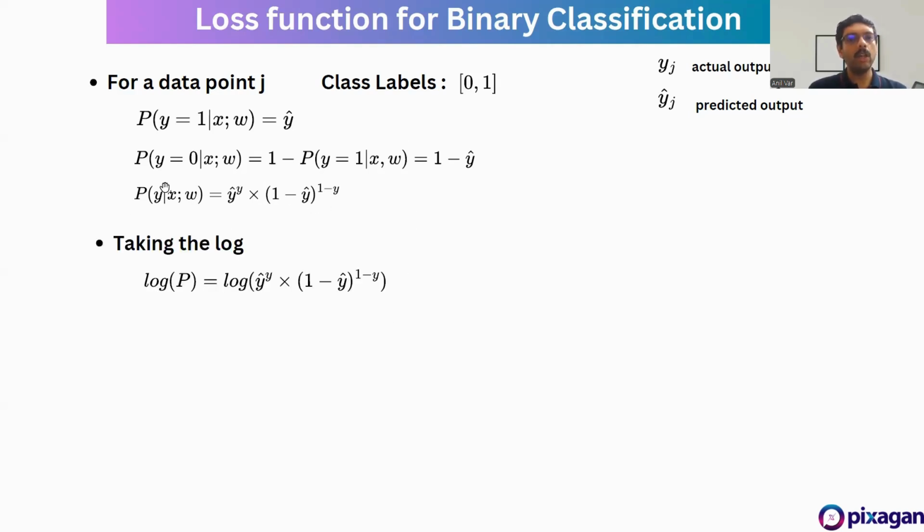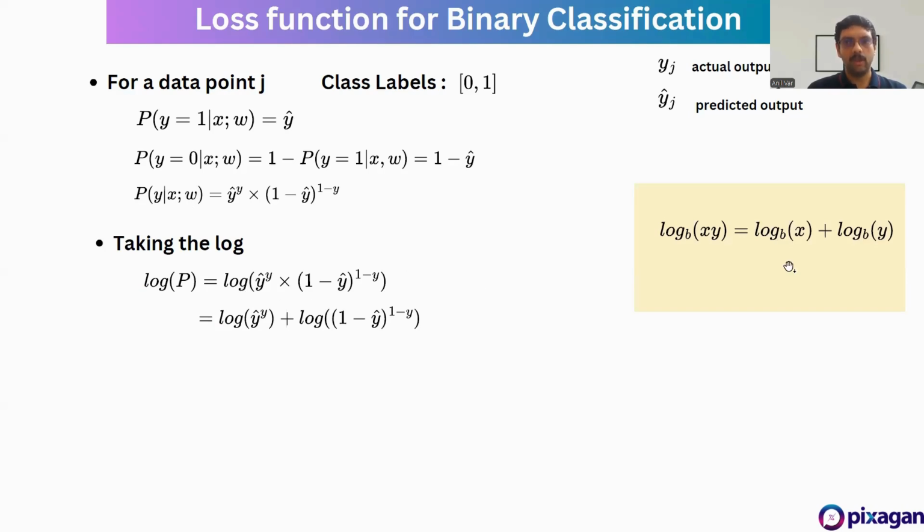Now, what can we do? We can take the log of this. So we say log of p is log of this expression. Looking at the basic rules of logarithm, the log to a base b of a product of two terms can be written as the log of base b of the first term plus the log of base b of the second term. Which means you can write this as log of y hat to the power of y plus log of 1 minus y hat to the power of 1 minus y. Again, just a reminder, y can either be 0 or 1, and y hat is the output of the neural network, of the sigmoid function.